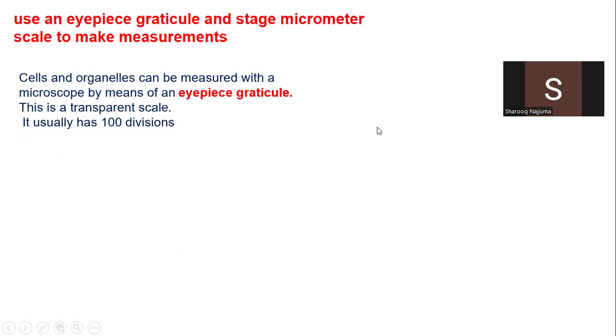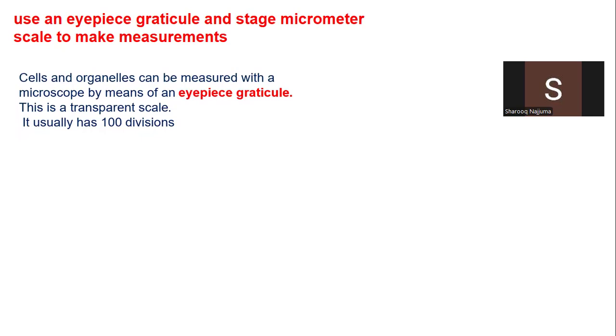When you look at cells, as you study them using a microscope, remember that a microscope has an eyepiece. An eyepiece is where you place your eye so that you view the specimen. Someone could be interested in measuring cells at the same time when they are looking at them in a microscope. Remember that you cannot get a ruler and place it in the microscope so that you're able to measure the size of the cell. That will not be possible.